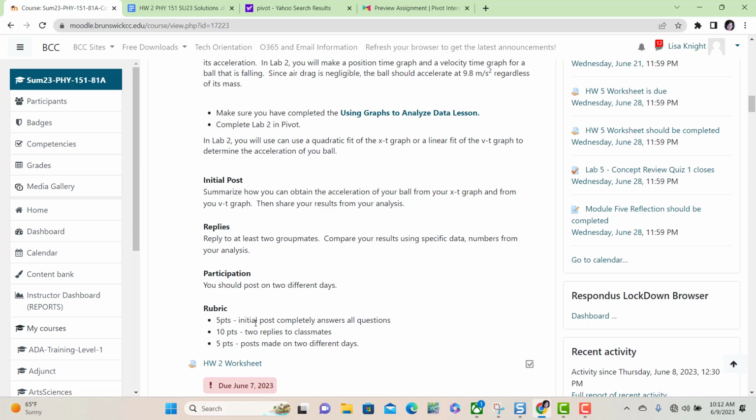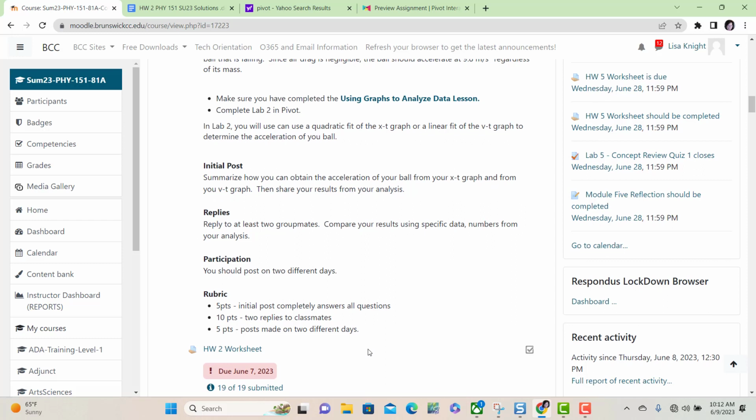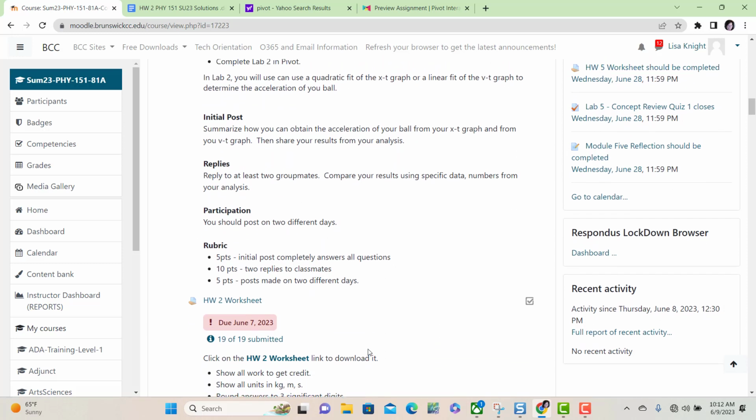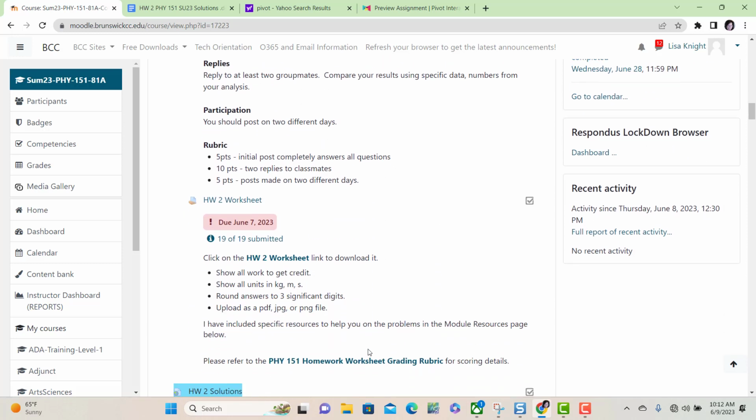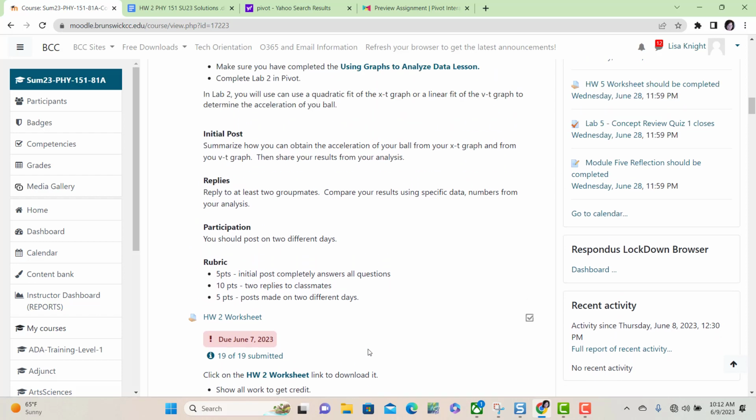And you need to post on 2 different days. So you couldn't wait to the 7th and post everything, because you're going to lose 5 points. So if you did lose 5 points, it was either because you didn't post on 2 days or that you didn't reply to 2 classmates. And that would be a 15 out of 20, which is an 85. So just be careful with your rubrics, okay?